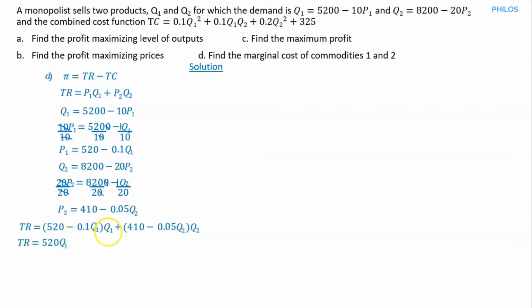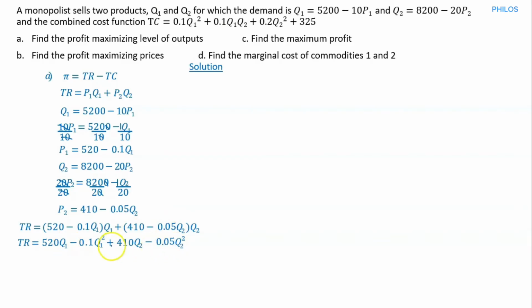Then positive Q1 times negative 0.1 Q1 should give you minus 0.1 Q1 squared. Okay. Then you have positive here, Q2 times positive 410 times the positive outside should give you positive 410 Q2. Okay. And then Q2 times negative 0.05 Q2 times the positive outside should give you minus 0.05 Q2 squared.